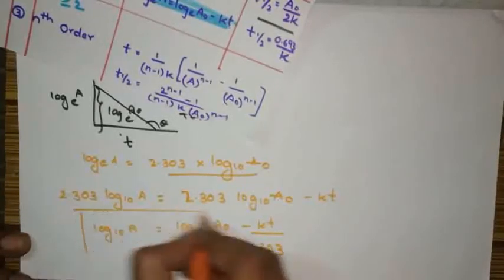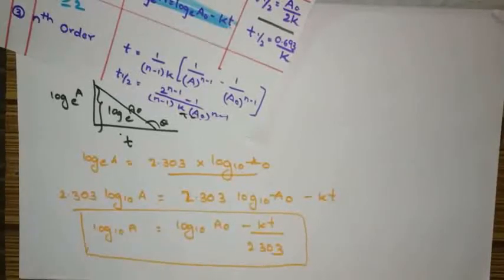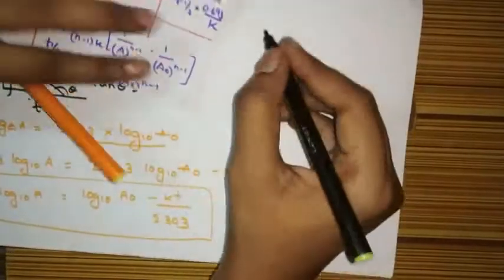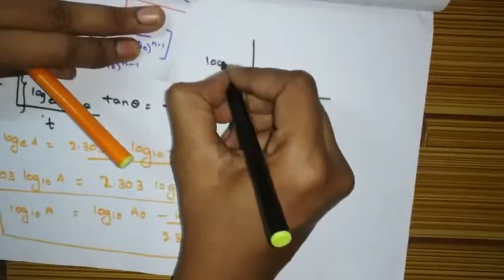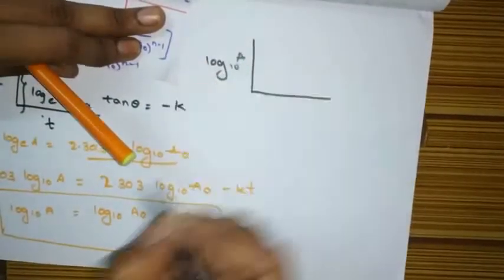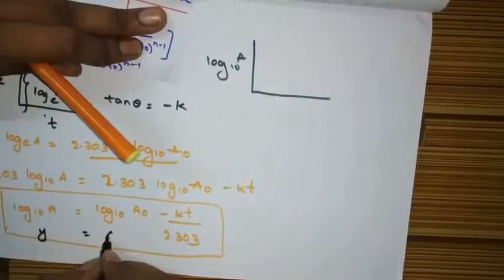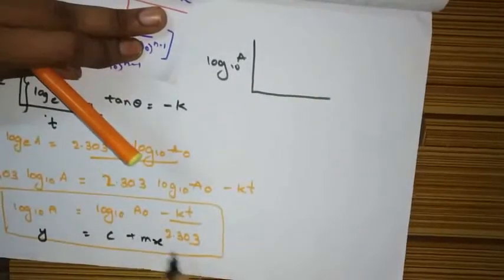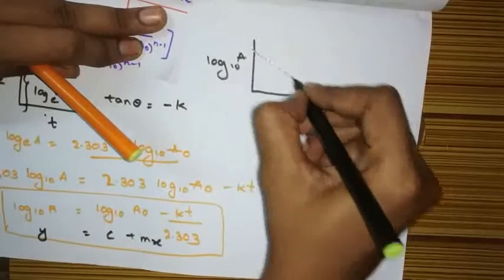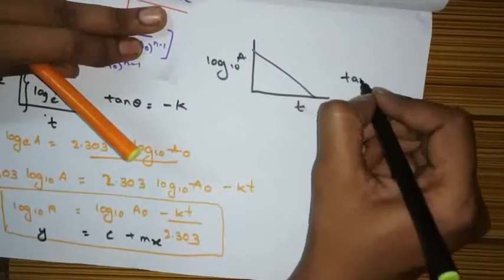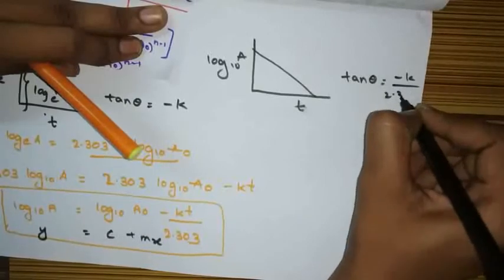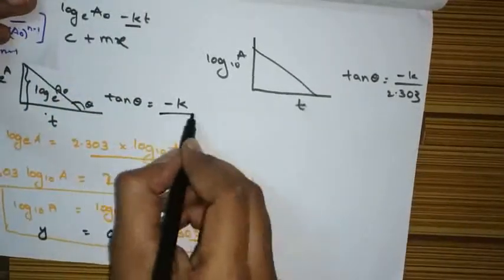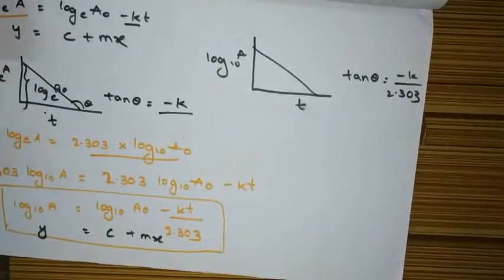That's it. For this equation, you have to draw the graph. Here I will draw. This is y, and this is c, and this is mx. The tan theta value will differ, and that will be minus k by 2.303. Here minus k, here minus k by 2.303.